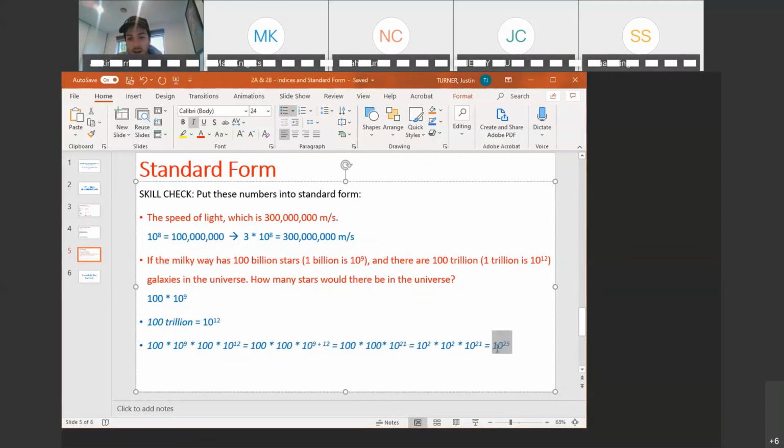Yeah, so 10 to the power of 25 is, again, a lot easier than writing out 25 zeros. So that is why we use standard form.